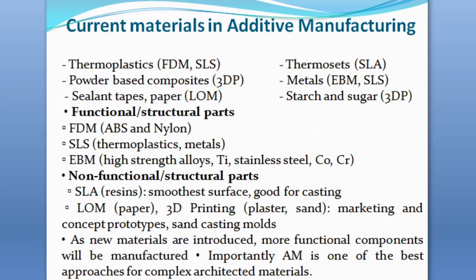These are produced from 3D printing. Here plaster and sand can also be used in 3D printing for making concept prototypes and sand casting molds. As new materials are introduced, more functional components will be manufactured. Now AM is one of the best approaches for making complex architecture materials. SLA uses thermosets. Metals are used in EBM, SLS. Starch and sugar, these two are used in a 3D printer.